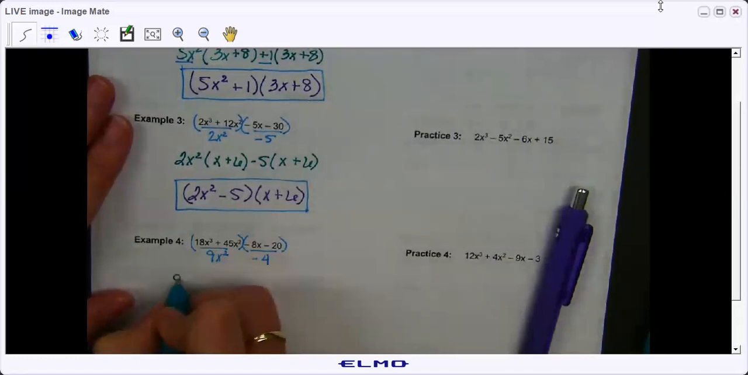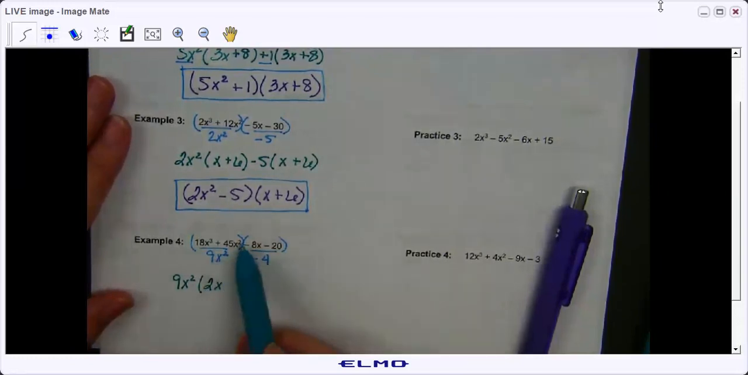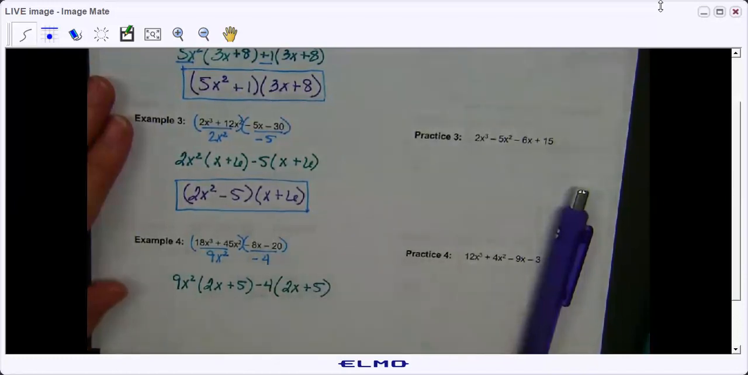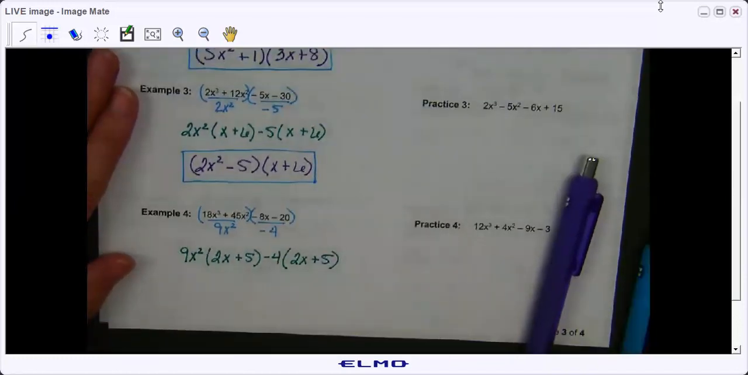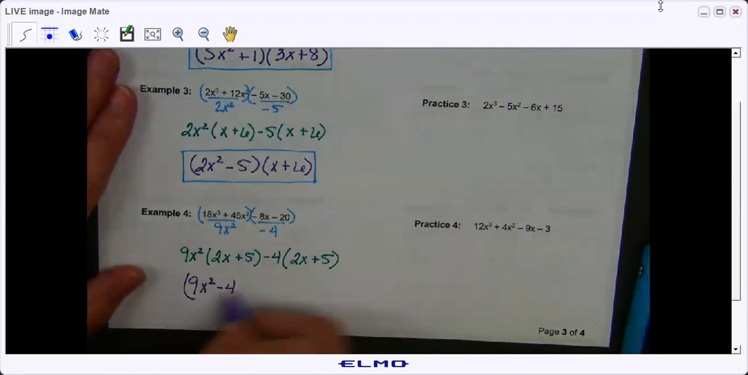So we have 9x squared. And 18x cubed divided by 9x squared is 2x. 45x squared divided by 9x squared is a positive 5. And over here, our greatest common factor is the negative 4. Negative 8x divided by negative 4 is a positive 2x. Negative 20 divided by negative 4 is a positive 5. And we can go ahead and put our answer together. 9x squared minus 4 times 2x plus 5.